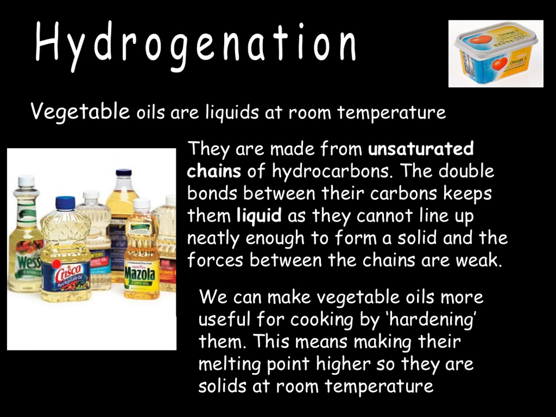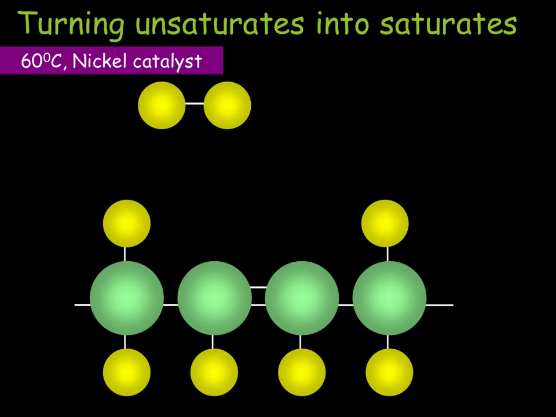In order to make this oil here into a useful cooking product, such as this one here, we need to harden it. This means making the melting point higher so that it's a solid at room temperature. To do this, we need to convert the unsaturated chains into saturated chains. So in order to turn our unsaturated fat, for example here, into a saturated fat, we need to carry out hydrogenation. This is done at 60 degrees C and in the presence of a nickel catalyst.